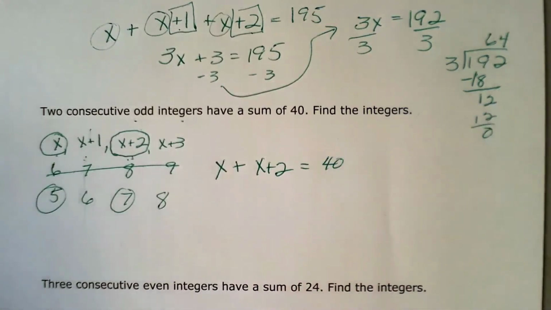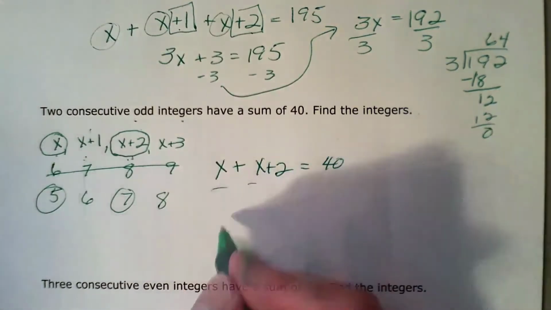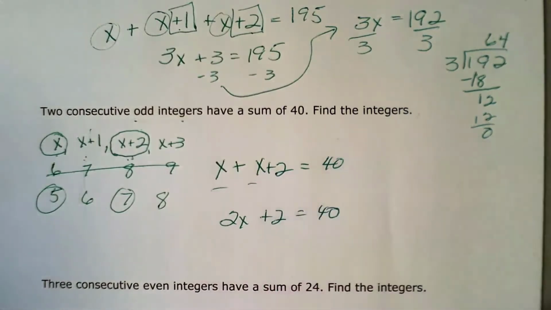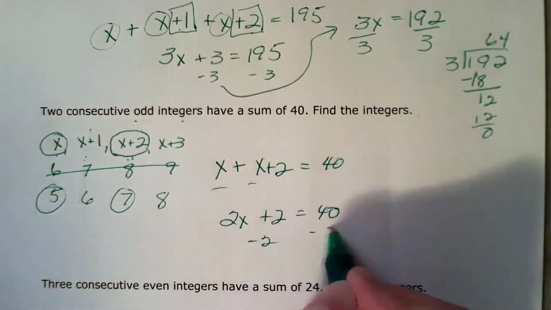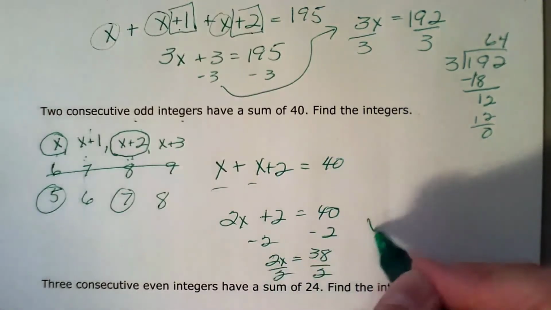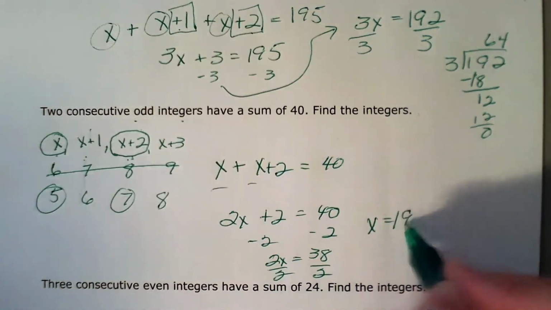They add up to 40. So now I combine like terms. I have 2x plus 2 equals 40. Subtract 2 from both sides. I get 2x equals 38. Divide by 2. So I have x equals 19.